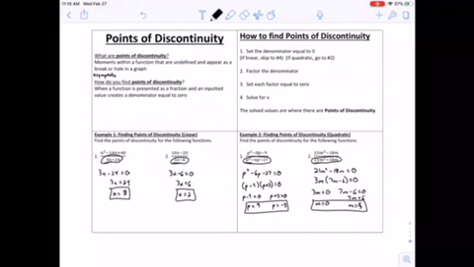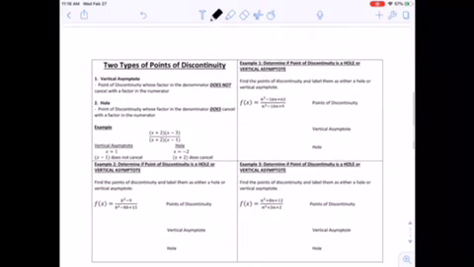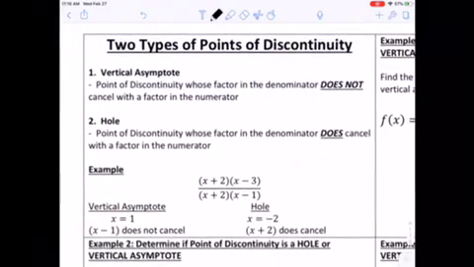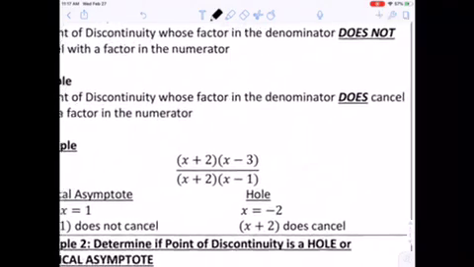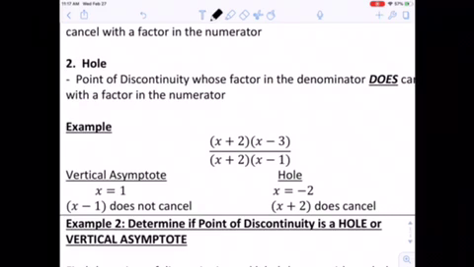But we'll move on. So once we know how to find points of discontinuity, then we have to figure out what type it is. It's either going to be a vertical asymptote or it's going to be a hole. Now, vertical asymptotes: when you have factors in the denominator that do not cancel with factors in the numerator, that will be a vertical asymptote. If it's a hole, that factor does cancel.